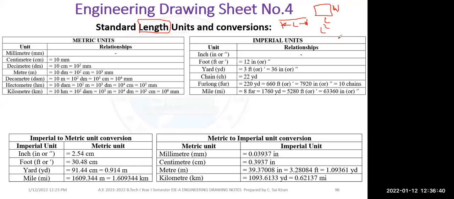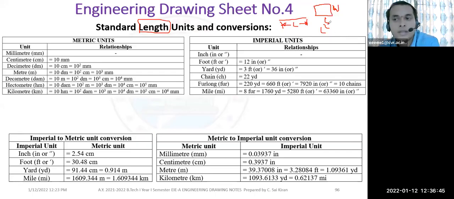Anyone? What is the area of a rectangle? L into W, or L into B. We call it length into breadth. So here, if it is a square, it will become L square. If it is a rectangle, it will become length into width or breadth.